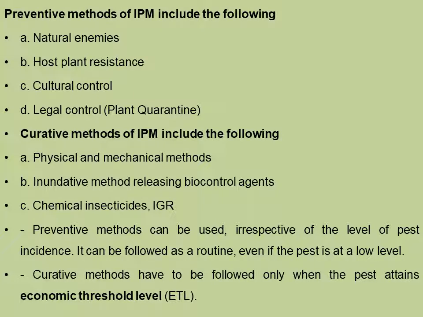Preventive methods of IPM include the following: the natural enemies, host plant resistance, the cultural control, and the legal control, that is, of course, the plant quarantine. All these we have already dealt with in detail. The curative methods of IPM include the following: physical and mechanical methods, inundative method releasing biocontrol agents, chemical insecticides, and the insect growth regulators, the IGR.